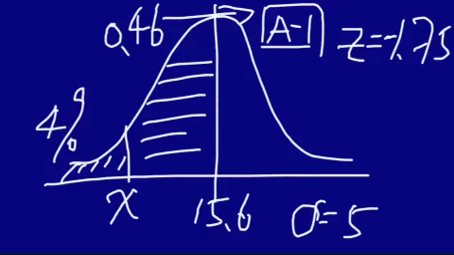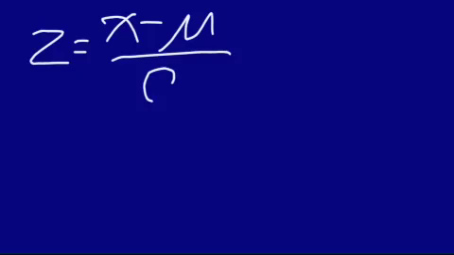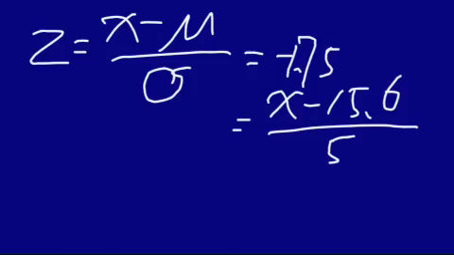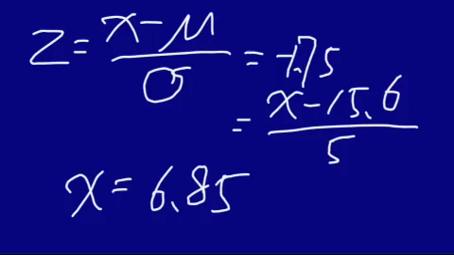And when we use the equation z equals x minus mu divided by the standard deviation, we know it's minus 1.75 equals x minus 15.6 divided by 5. And then we get our x is 6.85. So we solve the second question.